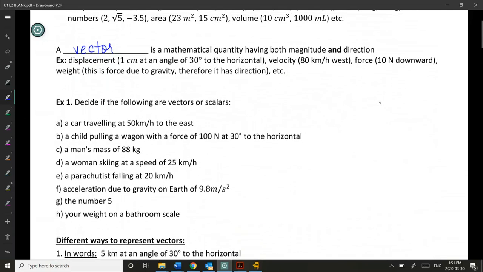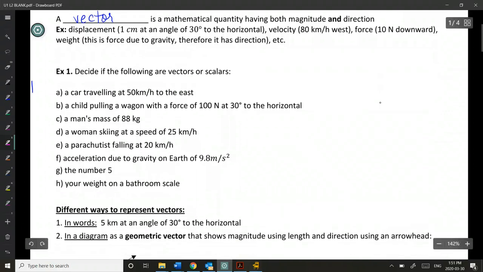So we're going to decide if each of these is a vector or a scalar. So before I say the answers, I just want you to pause the video and I want you to think about whether each of these things would be vector or scalar and why. Okay, so pause the video for a second.